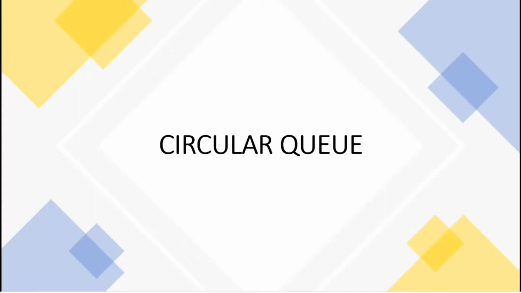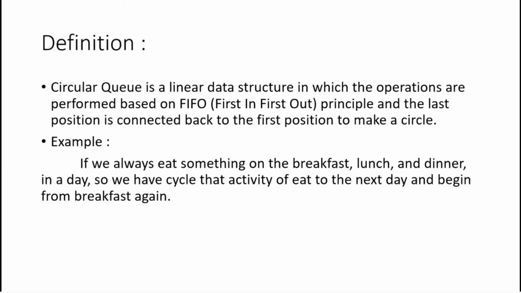Hello, I'm here to explain about circular queue. We start from the definition. Circular queue is a linear data structure in which the operations are performed based on the FIFO, or first in, first out principle, and the last position is connected back to the first position to make a circle.